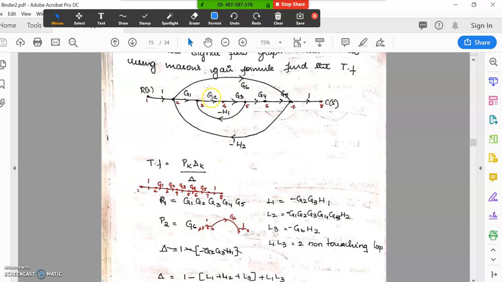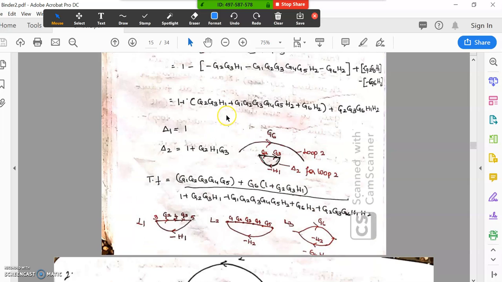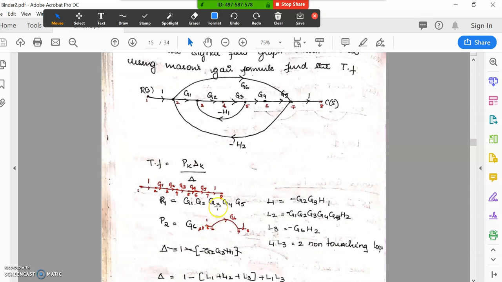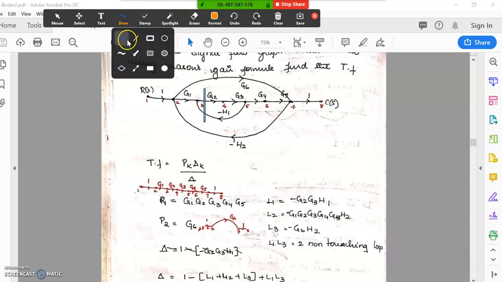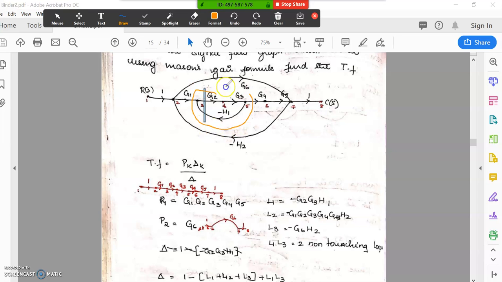Next, loops. We have a loop here. Let this be the first loop. What is the first loop? It is between 3, 4 and 5. This is going to be the first loop. See, this is the first loop that we have, from 3, 4, 5. G2, G3 and minus H1 is the first loop.